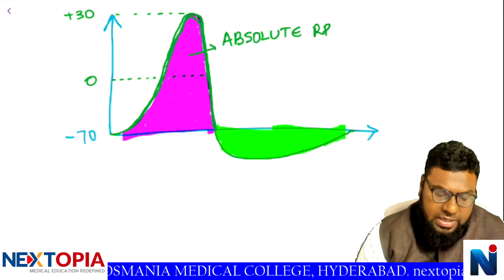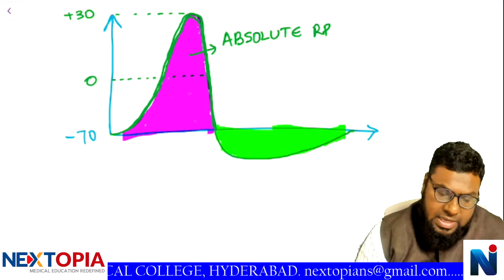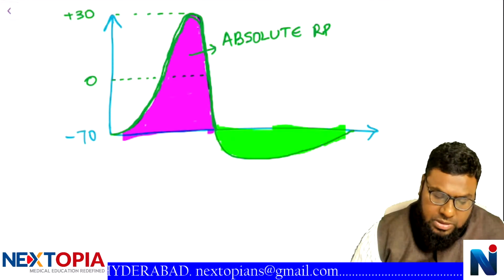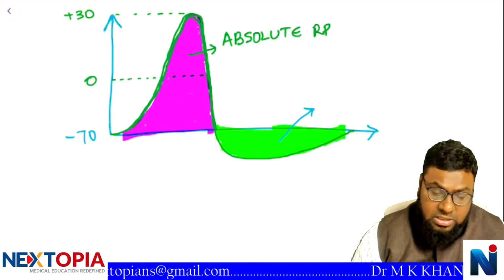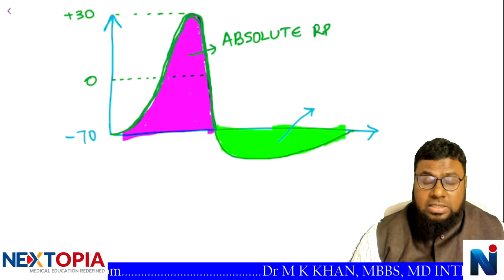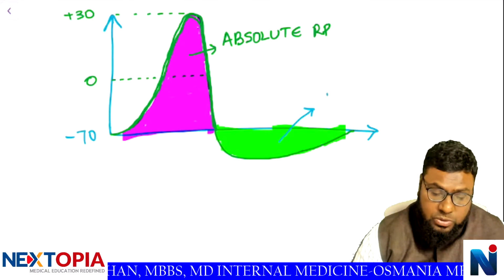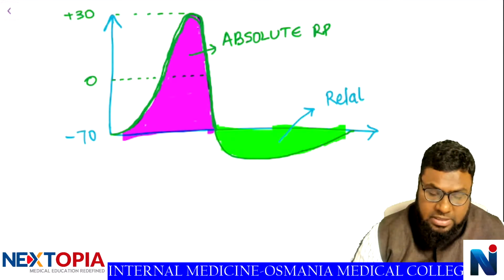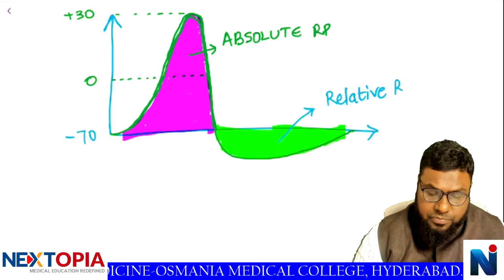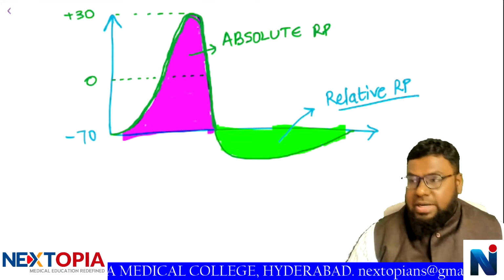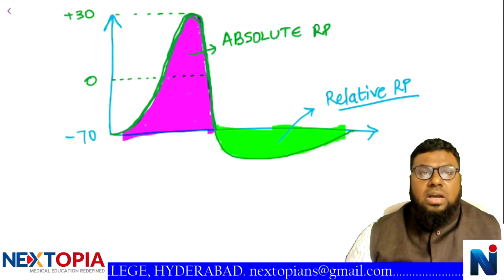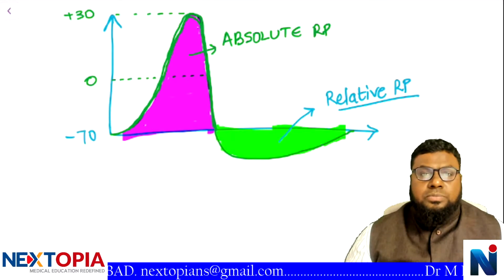Whereas in this area, a subthreshold stimulus cannot stimulate a new action potential, but a stimulus stronger than the threshold stimulus can definitely stimulate and produce one. You call it the relative refractory period. So these 2 points, please remember.